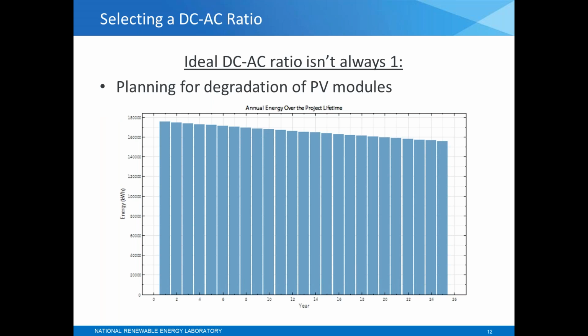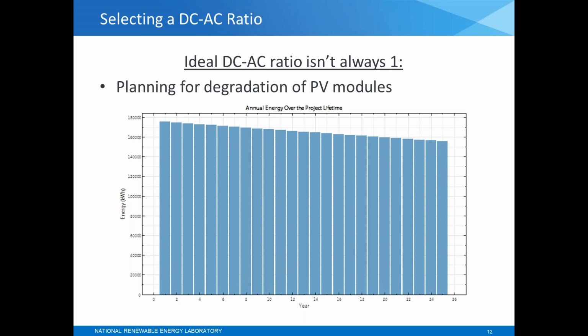There's another consideration for selecting your DC to AC ratio, and that could be the degradation of your modules. Over the lifetime of your system, your PV modules are going to degrade at some percentage per year. The default assumption in SAM is, I believe, 0.5% per year currently. You can see in this plot that you're looking at the energy over the lifetime of the system, and it's decreasing as the system goes forward. Each year the modules are producing slightly less power than they were the year before.